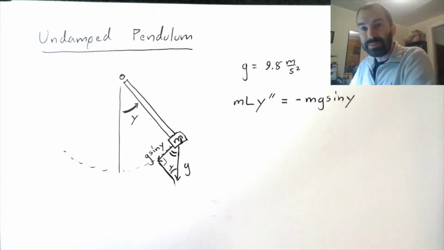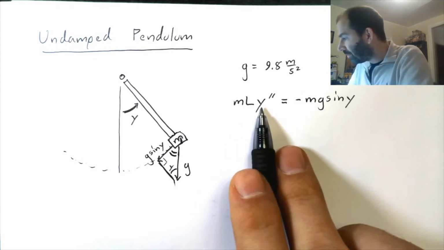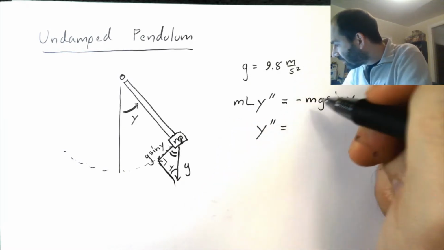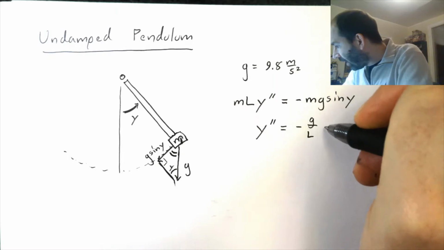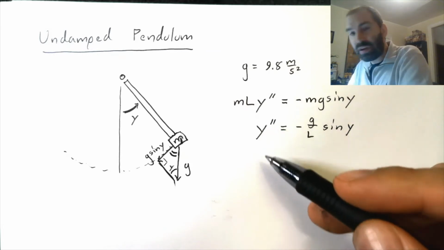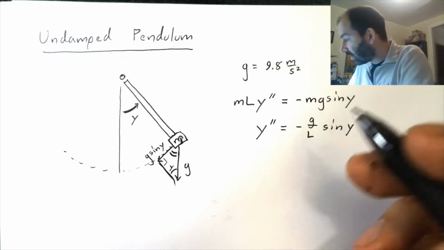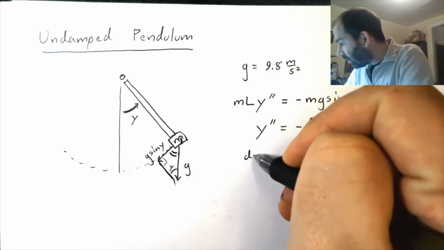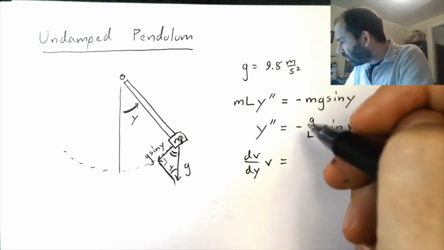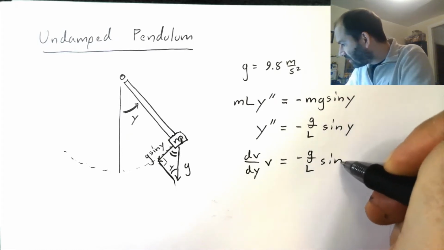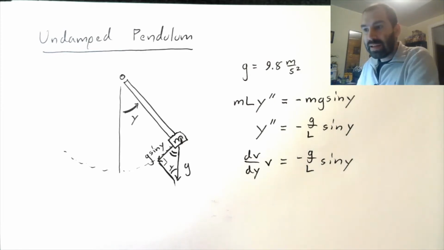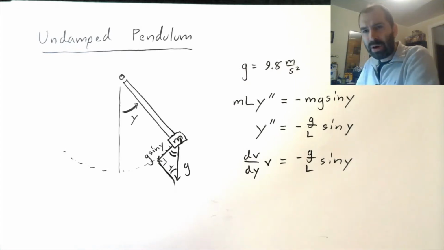a differential equation, and we can solve this, right? We can get this in the form that we need by dividing through by ml, right? So I get minus g over l sine y, right? And let's put it into our phase plane picture. So we're going to get some v's in here. So that's going to be dv dy times v equals negative g over l sine y. Okay. And let's go ahead and anti-differentiate, right? So go ahead and do that. Pause the video.